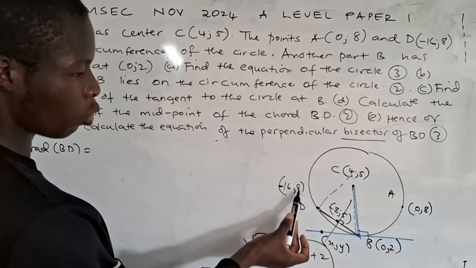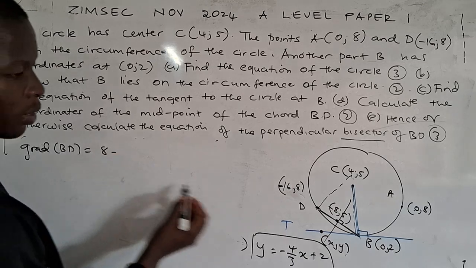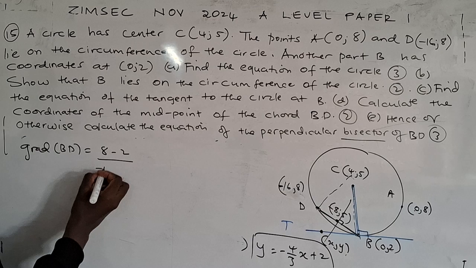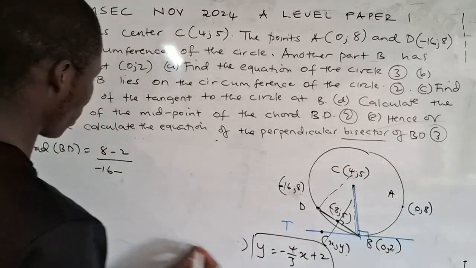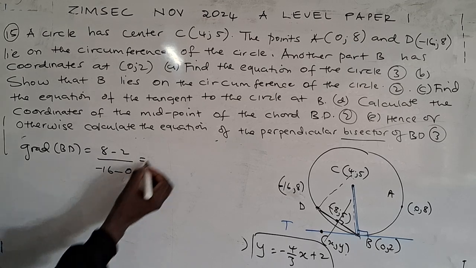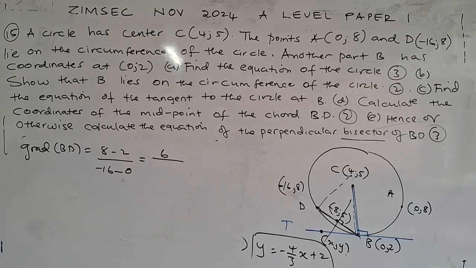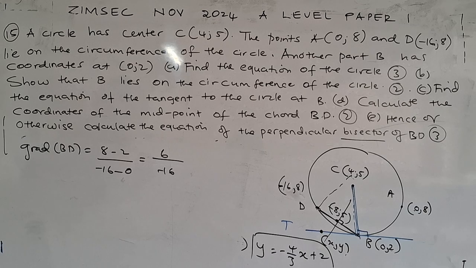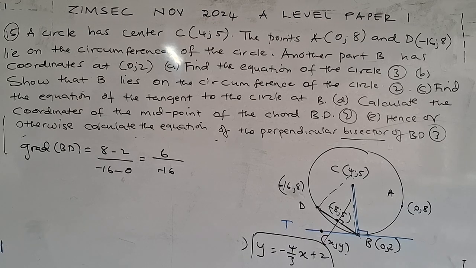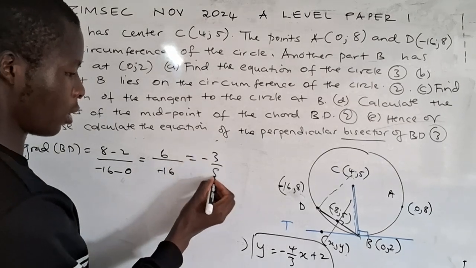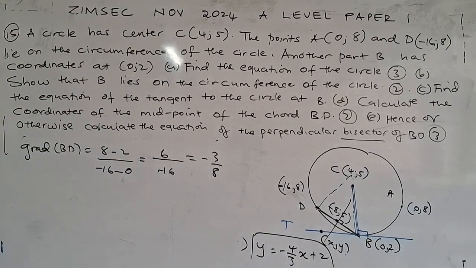Y2 is 8 minus y1 which is 2, divided by x2 which is minus 16 minus 0. So 8 subtracted 2, what is the answer? This is 6. Negative 16 subtracted 0 is negative 16. So 6 divided by negative 16, you can reduce this, right? This is negative 3 by 8. Why negative 3 by 8? Here we have a negative.